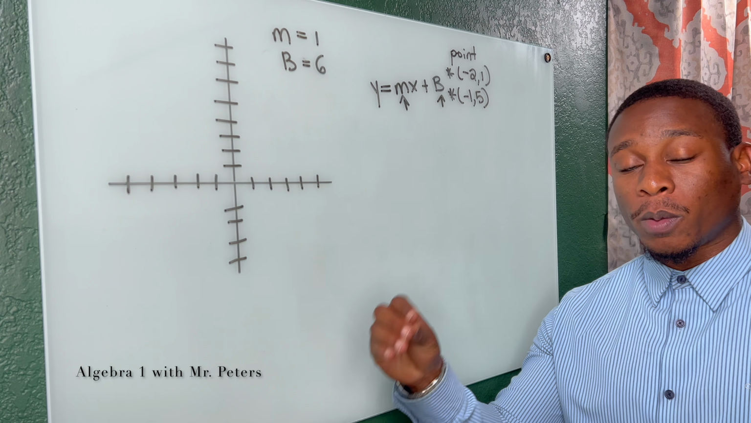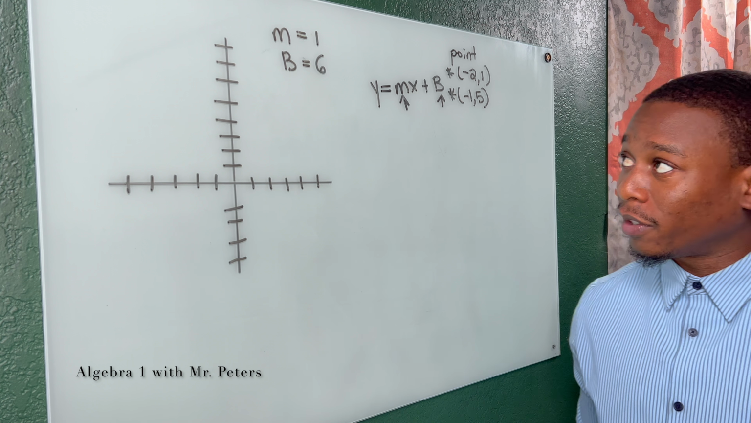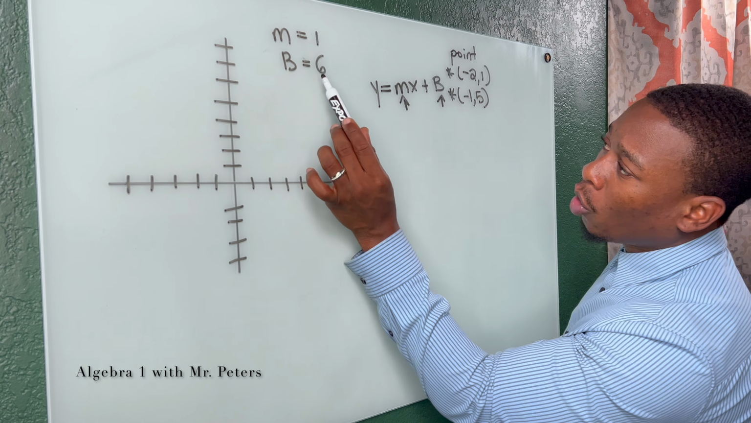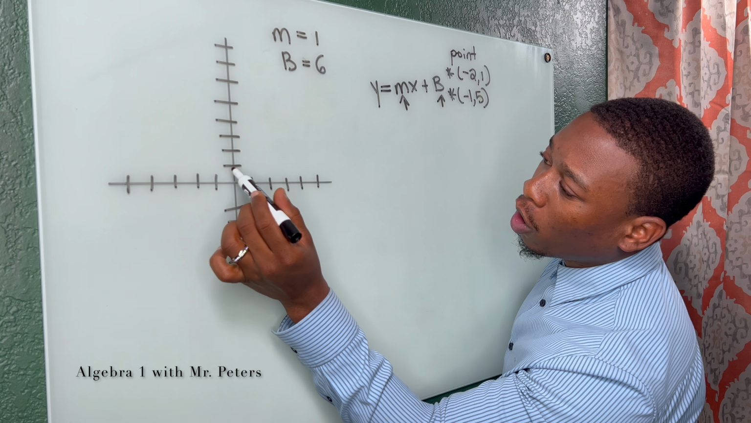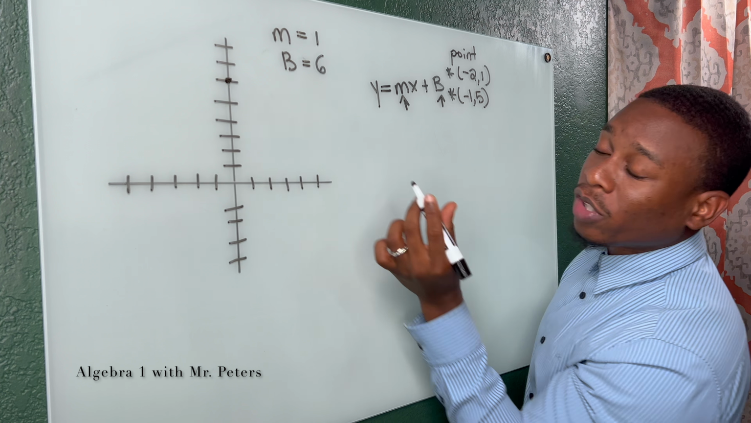Now we're on the next problem. They changed the y-intercept, they changed the slope. How do we graph it? So same process. Y-intercept is 6. So we go up 1, 2, 3, 4, 5, 6. We know the slope is 1.